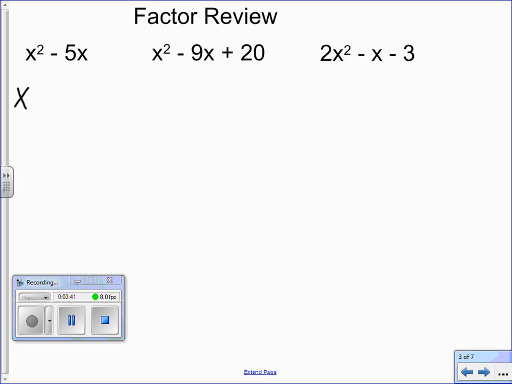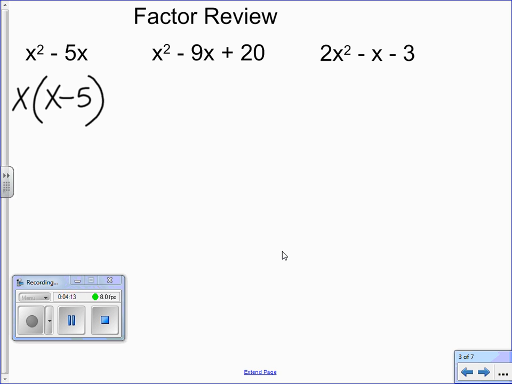So when you factor something out, it's like you're undistributing it. You're taking it out of both terms, and you're going to divide both terms by whatever you factored out and put that inside of a group of parentheses. So if I take x squared divided by x, what's left over is just x. And if I take negative 5x divided by x, what's left over is negative 5. So I factored the x out of both terms, and I'm left with x minus 5 as another factor.